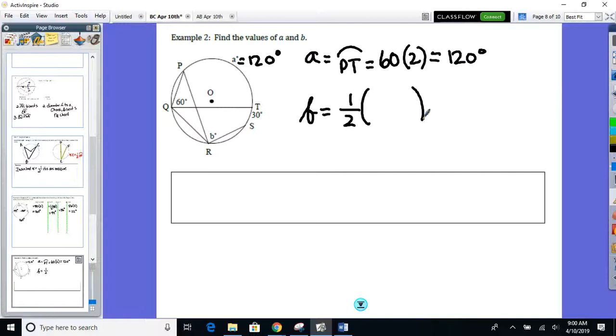So highlight it, whatever you have to do, go with your hands. Here's angle PRS. Boom. What arc does it belong to? Name this arc. PTS. Everyone see how it belongs to that arc, P to T to S? How large is that arc? 150. 120 plus 30. Half of 150, 75 degrees.